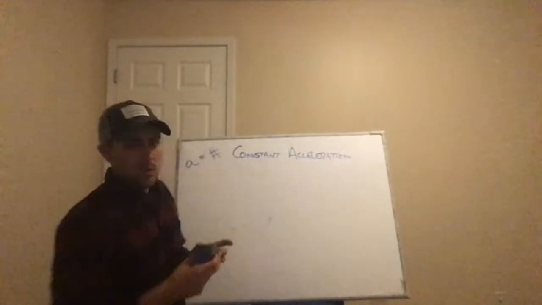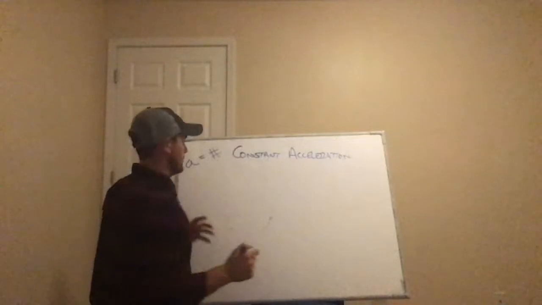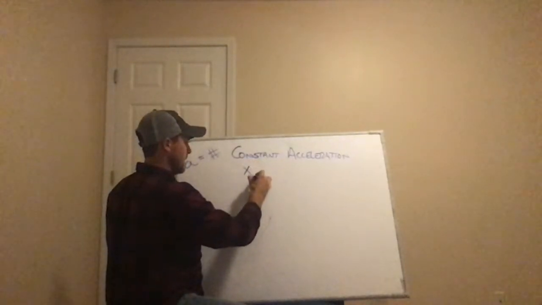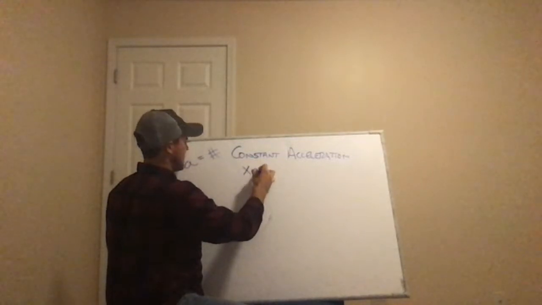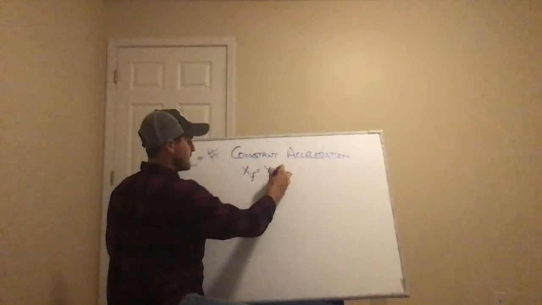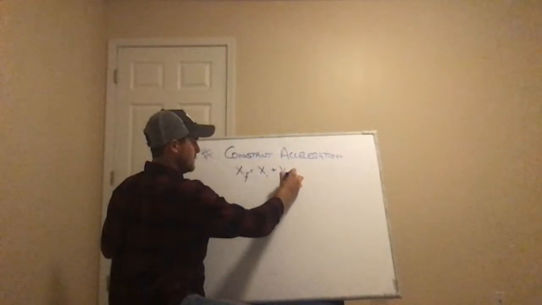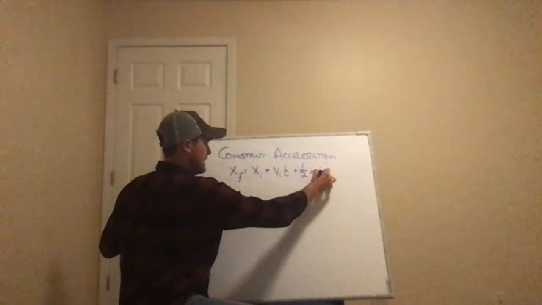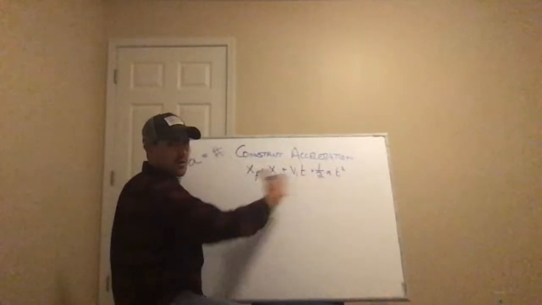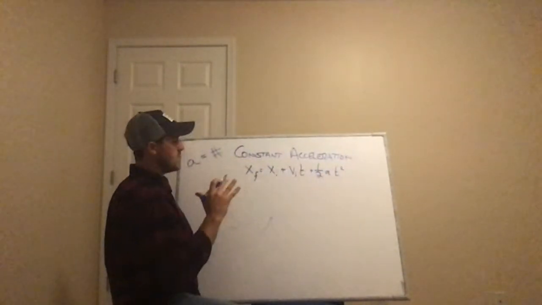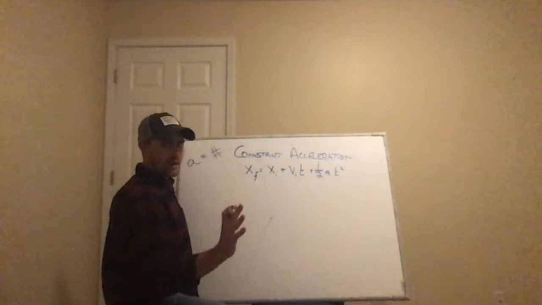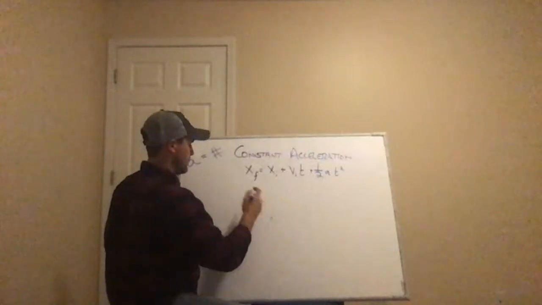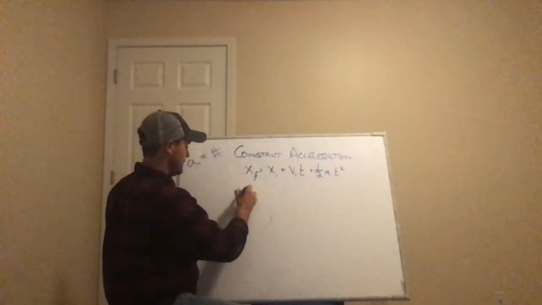The next equation, and one that we use really frequently, appears like this on your equation sheet: x, I believe this is x final, equals x initial plus v initial times time plus 1/2 a t squared. This is how it appears on your equation sheet. That's almost never how we write it in our class, because constant acceleration we typically talk about in the vertical direction.